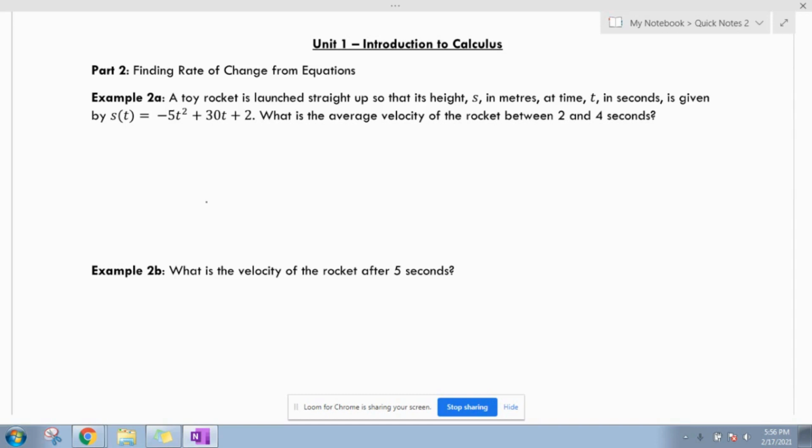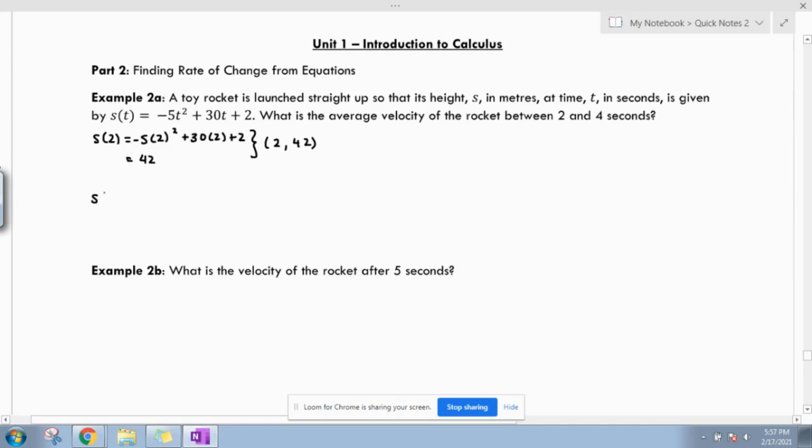The question gave it away that we were looking for average velocity, but the dead giveaway is the time interval that I gave you, between 2 and 4 seconds. So to figure out our average velocity, we're going to figure out the ordered pair associated with 2 seconds and then the ordered pair associated with 4 seconds. So let's start off with 2 seconds. I'm going to do s of 2. I'm going to get negative 5 times 2 squared plus 30 times 2 plus 2. If I simplify that, I'm going to end up getting 42, which means my first ordered pair here is (2, 42).